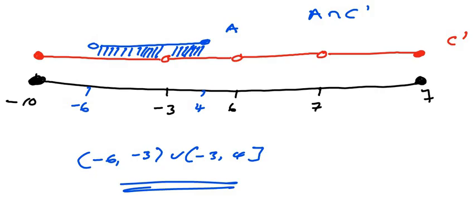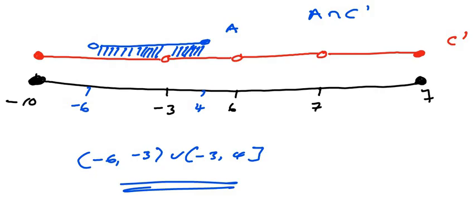For C complement, we have elements negative 3, 6, and 7 that are elements in set C. So the complement will mean everything else except these same three numbers. That's the reason why we're having this red line going from -10 to +7, the whole thing except we're leaving holes or openings at -3, 6, and 7 because these are excluded. They are not outside. They are inside C, right? We need everything outside C.